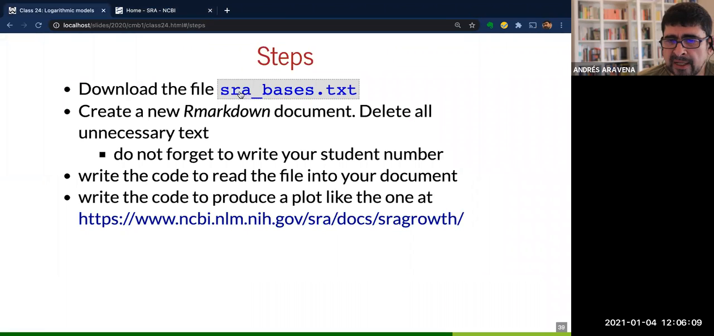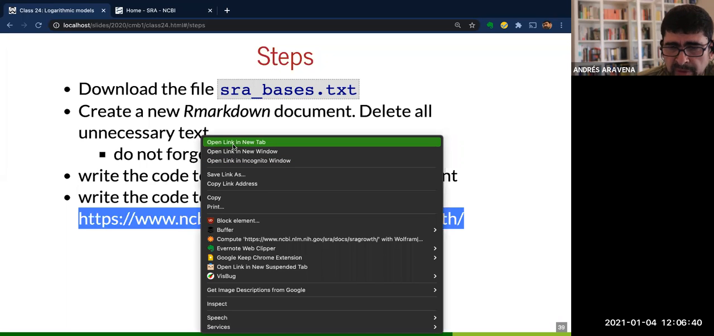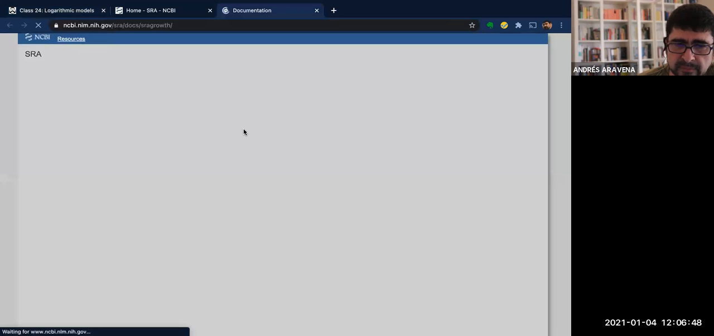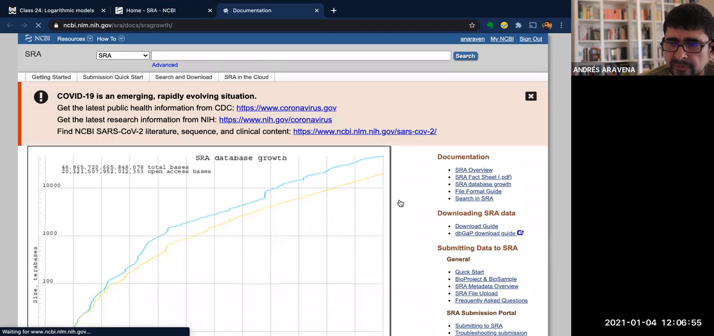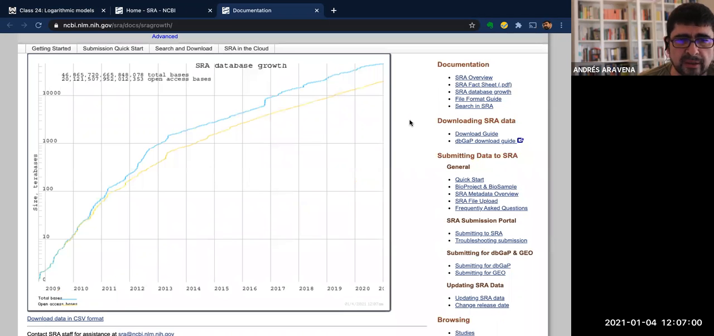I have a database here, but let's use the real one. In this class, I have data that I got a couple of years ago. But let's go to this address. This is the one that I want to open in a new tab. This is the plot we want to do. Okay. I give you the link, you should get the same page.